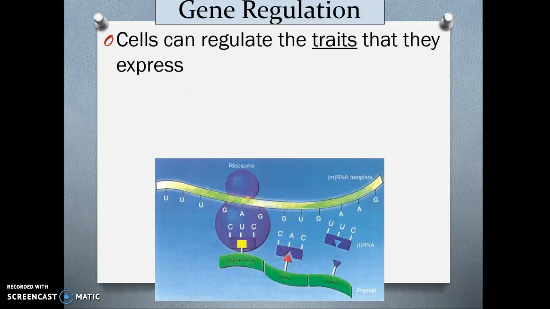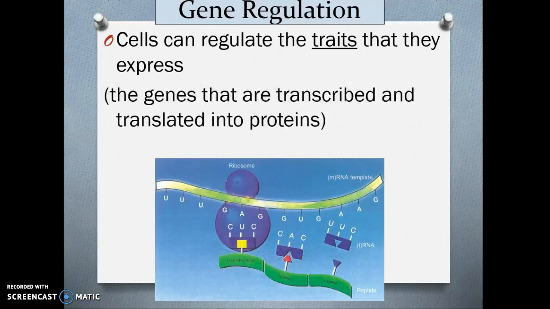Cells can regulate the traits they express, meaning they can turn on or off the parts of the DNA they need. So if they need to transcribe and translate a specific section of their DNA that helps produce sweat, they would turn that on, meaning they would go ahead and transcribe it and translate that gene. If they don't need it, then that gene will be turned off. They still have the DNA in their nucleus, but they will not transcribe and translate that gene.